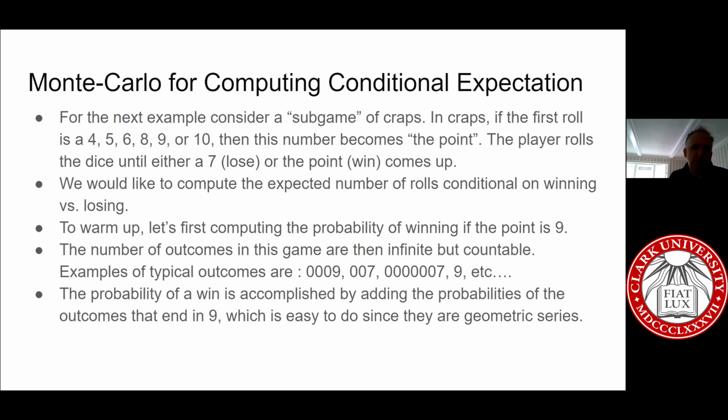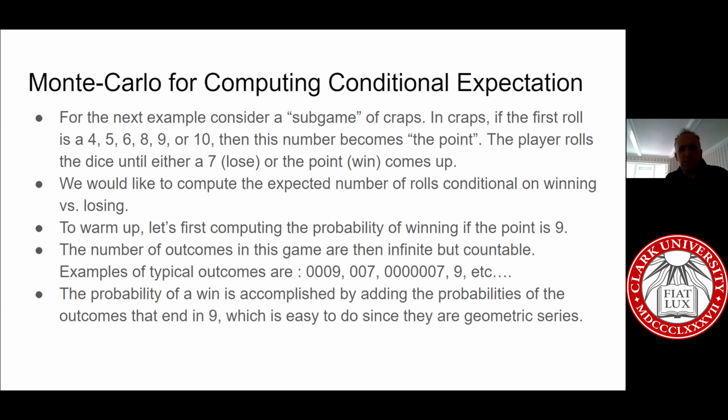But as a warm-up, let's just compute the probability of winning if the point is 9. So I'm just considering this sub-game after the first roll happens and I get a 9. So really, I want the probability of rolling 2 dice and getting a 9 before a 7. So typical outcomes I show you here. The zeros mean another. All right, so the probability of a win is, so I have a lower probability to win than lose. This sounds typical in a casino or life, maybe you might argue.